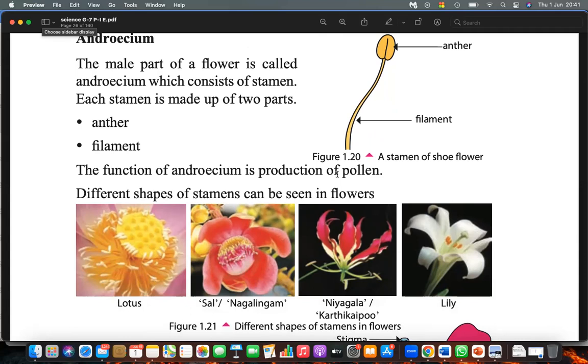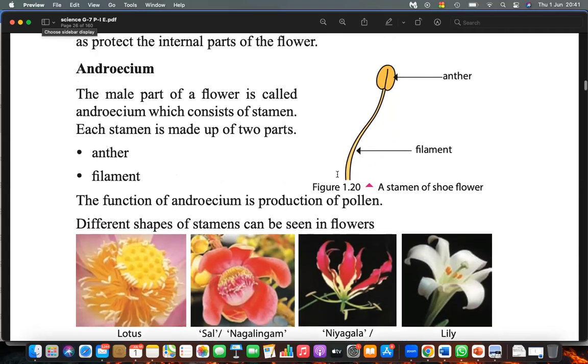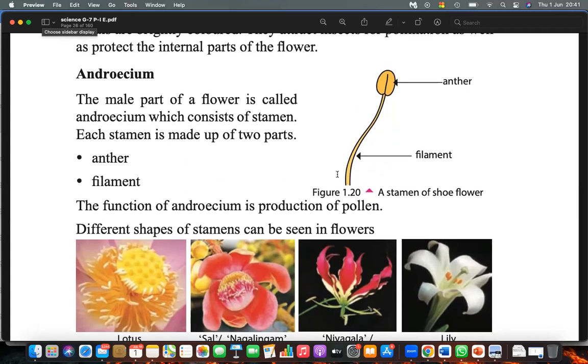If you touch this flower, especially this anther, there is a small dust-like thing.